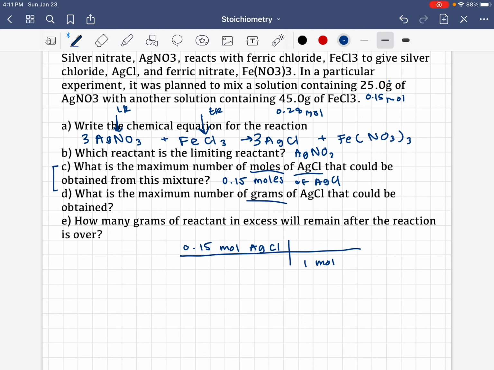What's the molar mass of AgCl? It is 143.32 grams, and that cancels out. We get 21.50 grams of AgCl. So that is how much is obtained from the reaction using this and this and this.